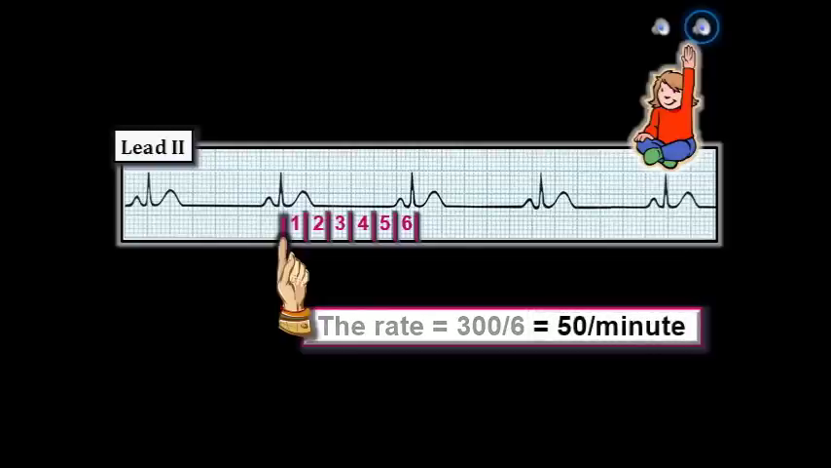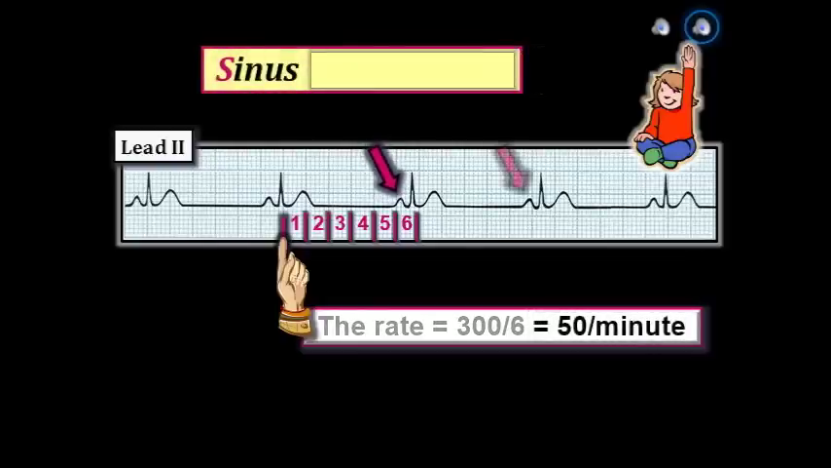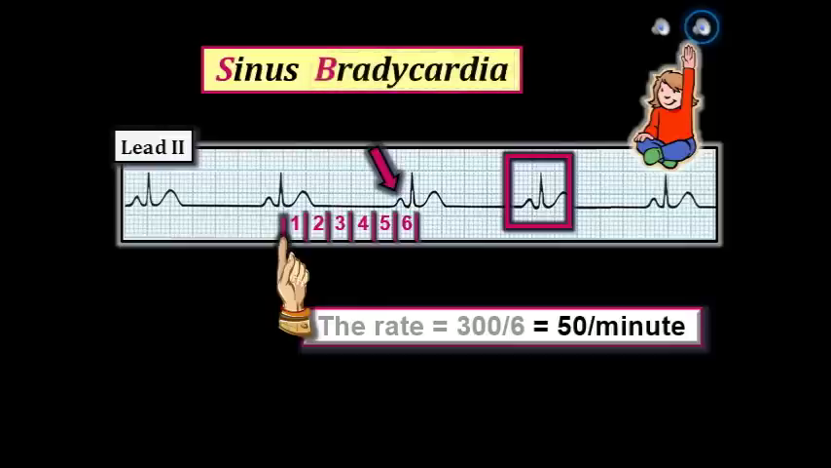So we've established that the rhythm is sinus, with upright and conducting P waves in this lead 2. We've also established that the QRS complex is narrow, so that at least from the single lead there appears to be no bundle branch block. But the rate is less than 60 per minute, so we say that the rhythm is sinus bradycardia.